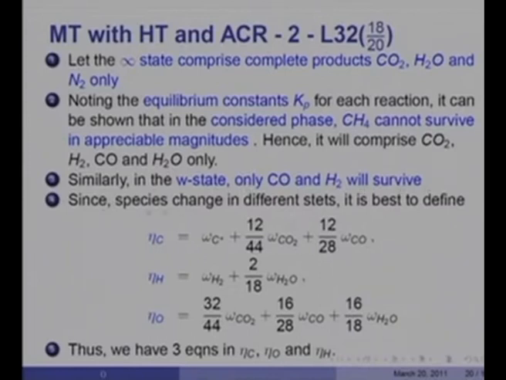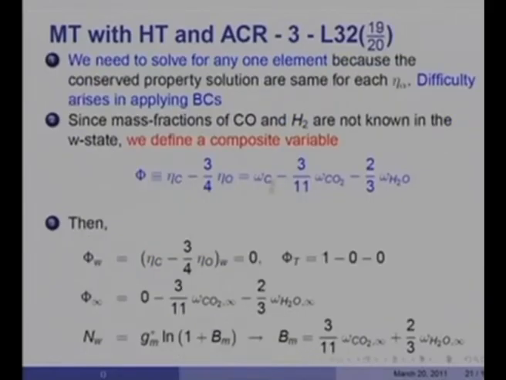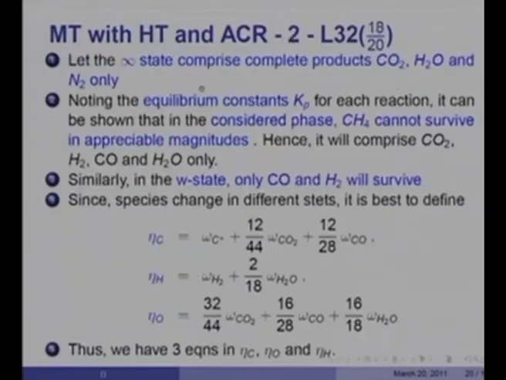And therefore, since species change in different states, it is best to define eta C equal to omega C star plus 12 by 44 omega CO2, and eta H would be given by that, and eta O will be given by that composition. Thus, we have three equations for eta C, eta H and eta O. Instead of solving three equations, any one can be solved, but you will find that not all these quantities on the right hand side are very well known in the three states.